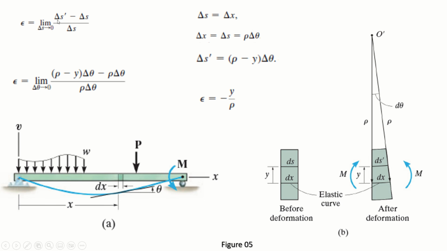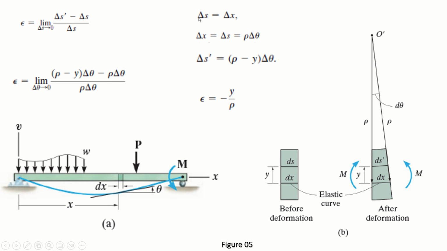So it says that ds dash, delta s dash minus delta s, divided by delta s, which is strain, is equal to change in length divided by original length. So what is the change in length? This final length minus this original length. So ds dash minus ds, divided by the original length, and taking the limit as it approaches 0. So this is your very easy formula for the normal strain or the axial strain.